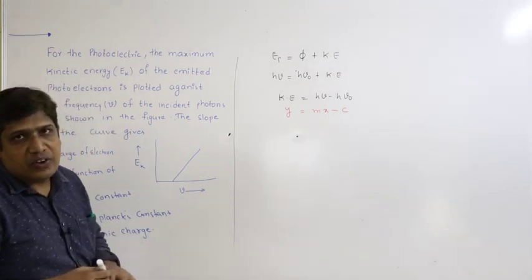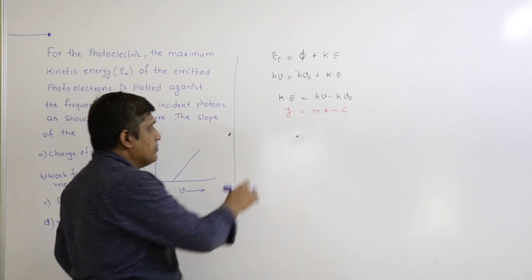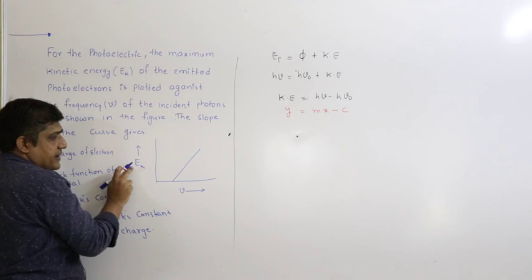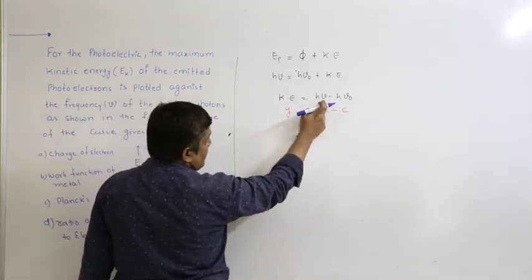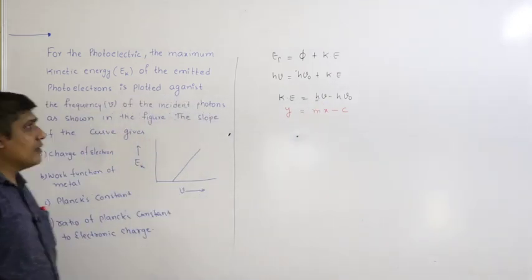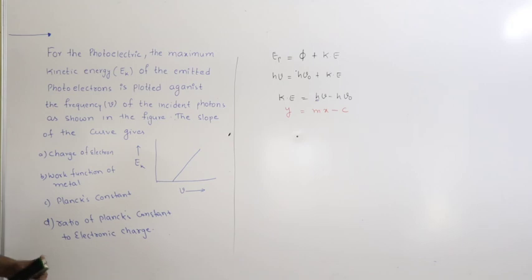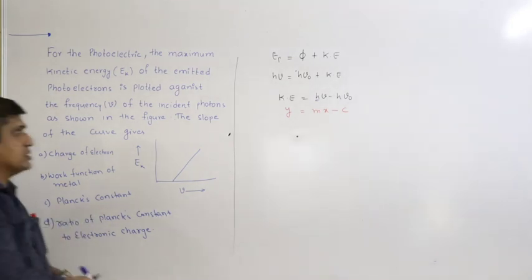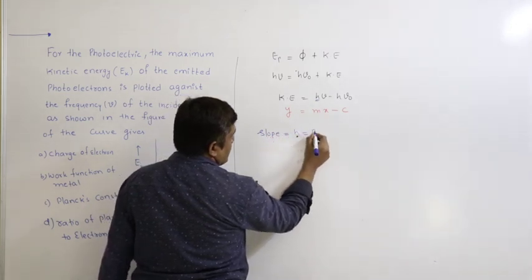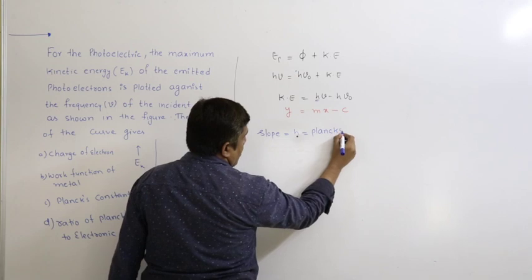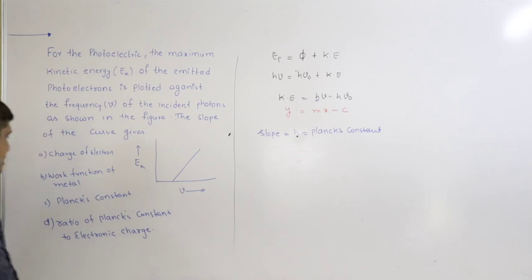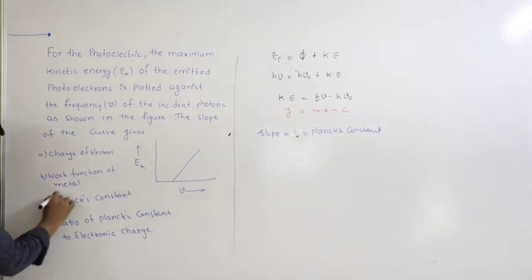So what we have to do is identify the slope. As you can see, on y axis we got kinetic energy, here it is represented as E subscript k, kinetic energy. On x axis we are taking frequency of incident radiation. So the slope corresponds to the constant h. Now h is nothing but Planck's constant. So slope equals h, which is nothing but Planck's constant. So what is the correct option? The correct option is option C.